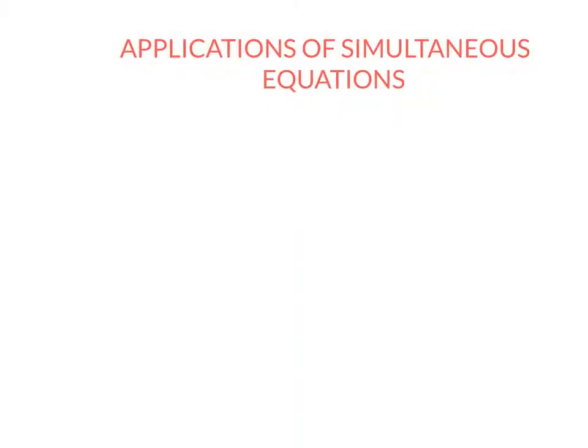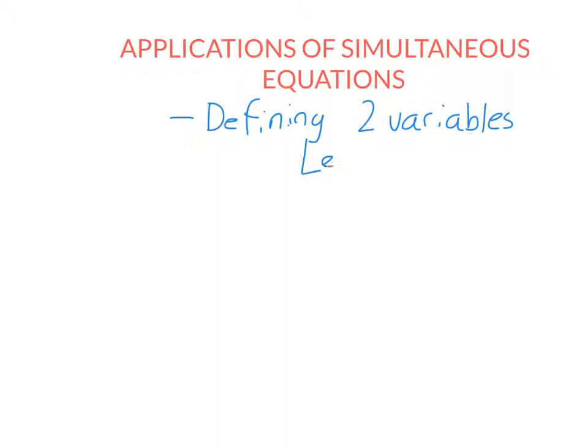Thank you so much for tuning into this video on applications of simultaneous equations. So we're going to look at using simultaneous equations to solve word problems. So always follow this process. We're going to start off by defining two variables. Remember, in simultaneous equations, there's always two equations and two variables. So basically that means let x equal one of the things you're trying to find and y equal another thing you are trying to find. So that's your first step, is defining two variables.